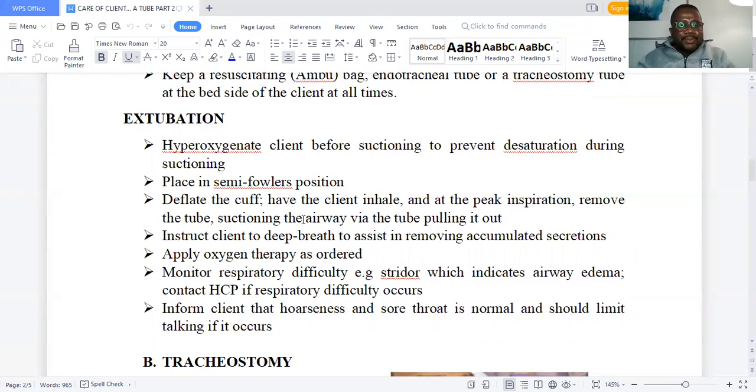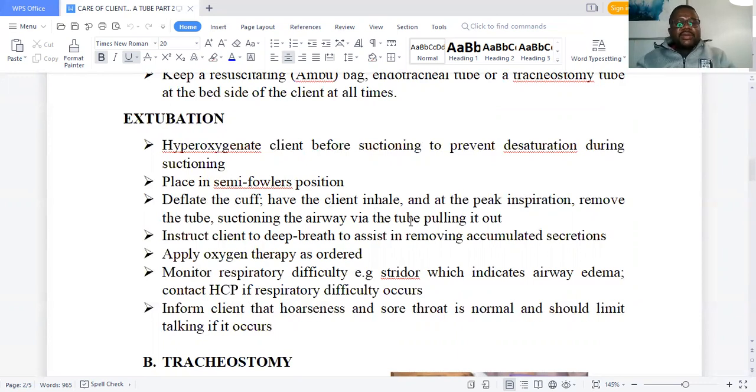Now, you place the patient in semi-Fowler's position, okay? Last time I said semi-Fowler's is about 30 to 45 degrees. You have to place the bed at 30 to 45 degrees, and high Fowler's is 60 to 90. 90 degrees is like sitting upright. The patient should be fully upright, like sitting.